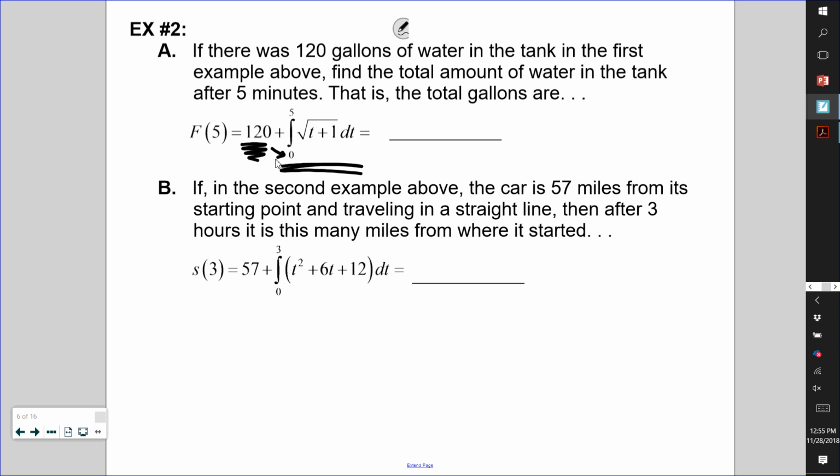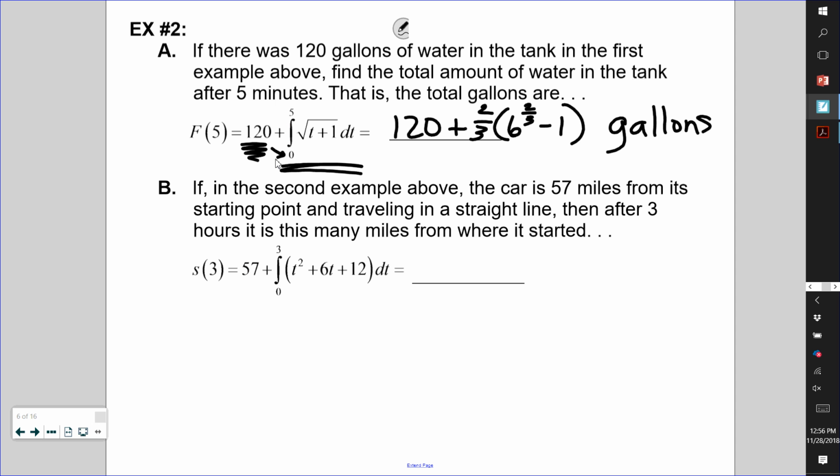And so that would be 120 plus this 2/3, blah, blah, blah, right? If it was a calculator question, I wouldn't have a mess like that. I'd have an actual number, right? But it's not a calculator question, so just leave it. And then what units? Gallons. Because it's still gallons. Nothing has changed. The difference is they're telling you that there was a certain amount of water already in the tank.